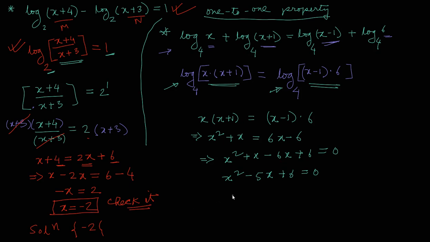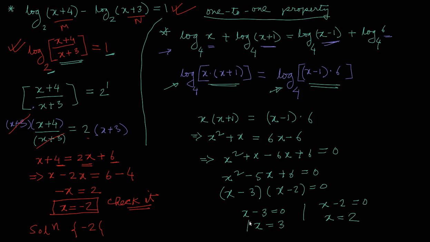So if I now factor it, it will be x minus 3 and x minus 2 equal to 0. So I get x minus 3 equal to 0 or x minus 2 equal to 0. So I get x equal to 2 and here I got x equal to 3.